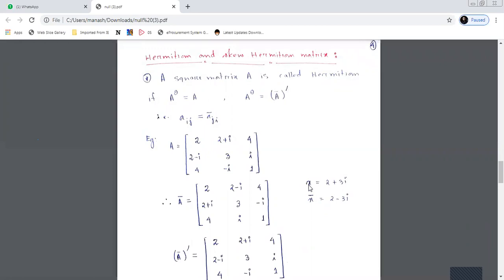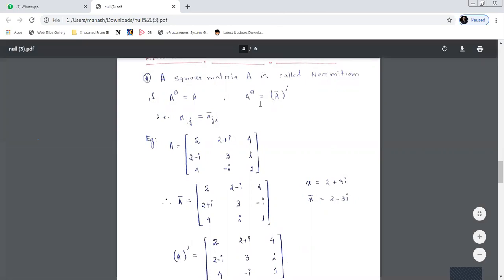Now see what the conjugate of an element is. Suppose x is a complex number, 2 plus 3i. If you take the conjugate of x, then what happens? The sign of the real part remains the same and the sign of the imaginary part is changed. So when we take the conjugate of a number, the sign of the real part remains the same and the sign of the imaginary part is changed.